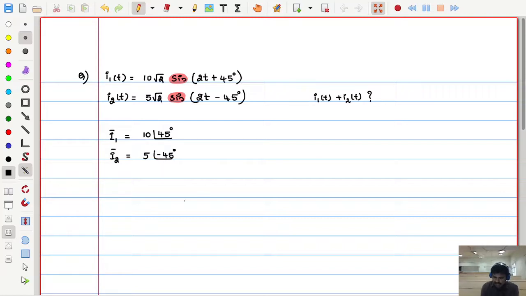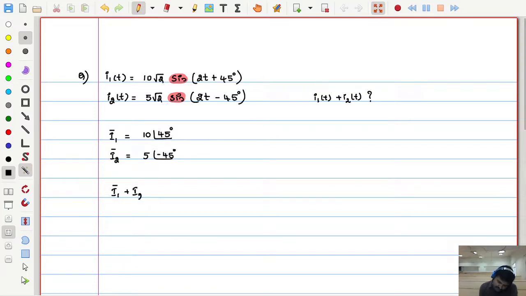See that I haven't converted these into cosine. Why? Because my aim is not getting the phasor representation. My aim is getting simply the addition of these two currents. So let us see how we can do it. Now my aim is addition, so I will add the phasors like this.